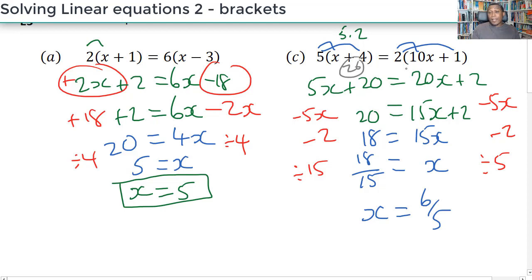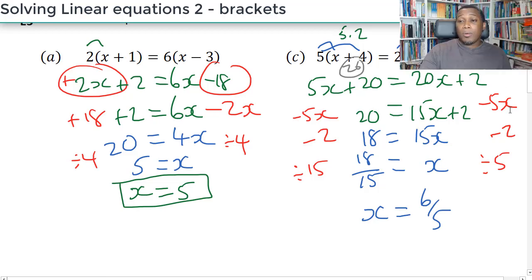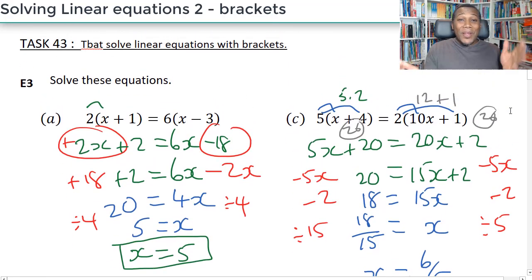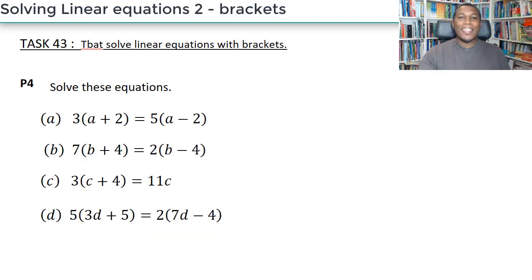Checking the right-hand side. 1.2 times 10 will give me 12. 12 and 1 is 13. Double 13, 26. We were right. We were right. And we can check. Even when it looks a bit funny, we can check. You want to check.